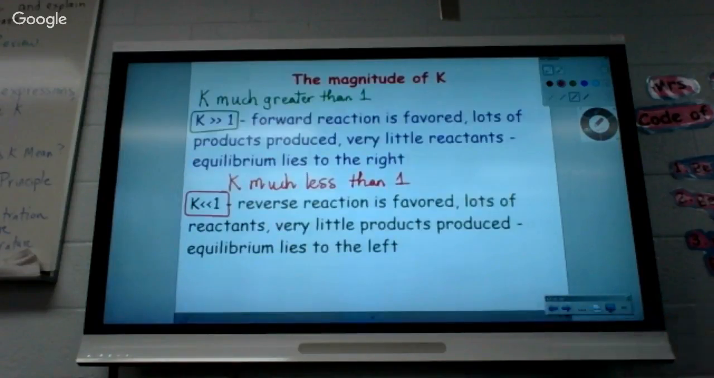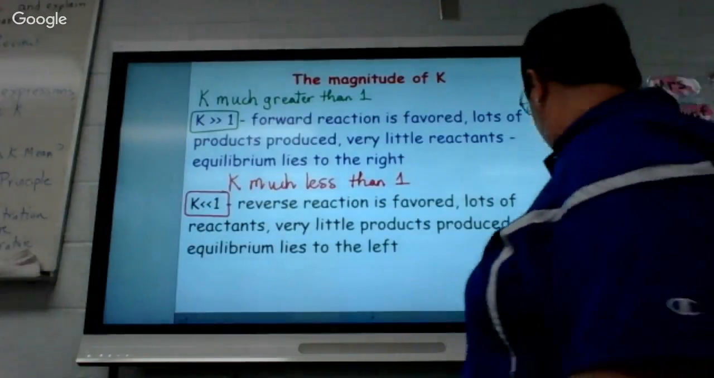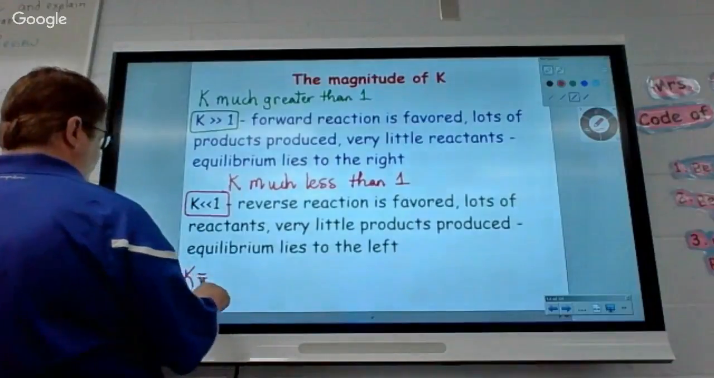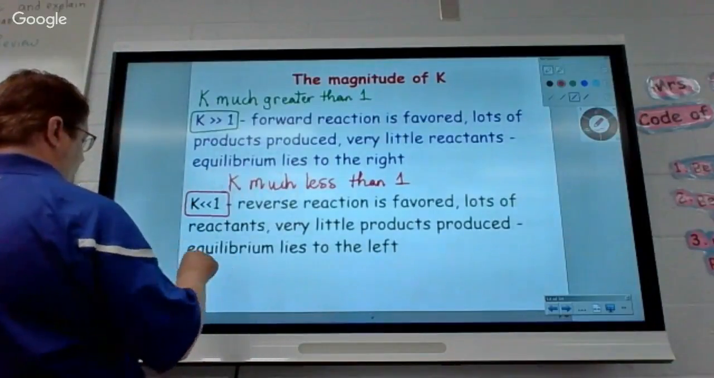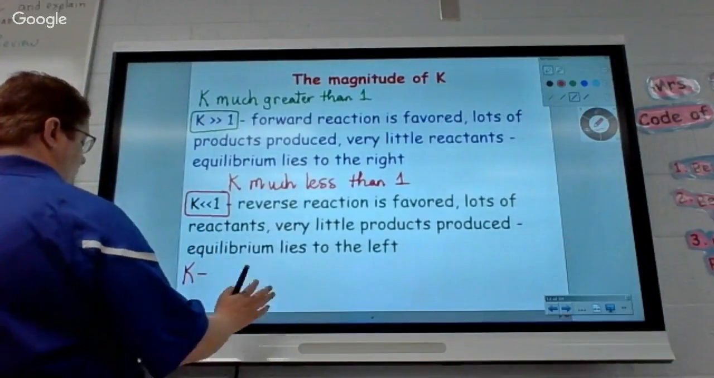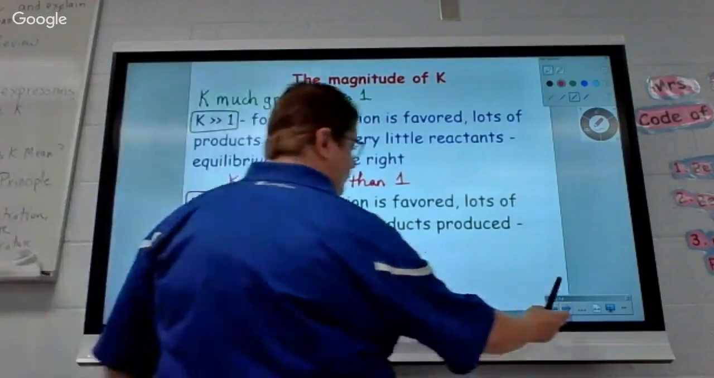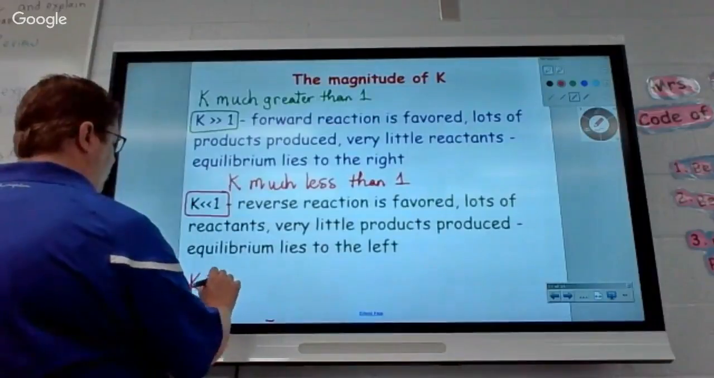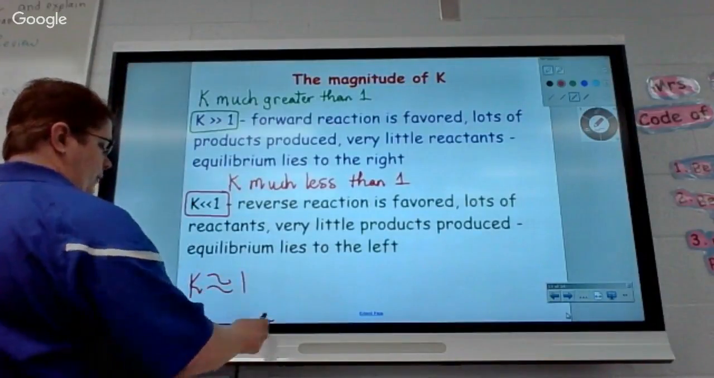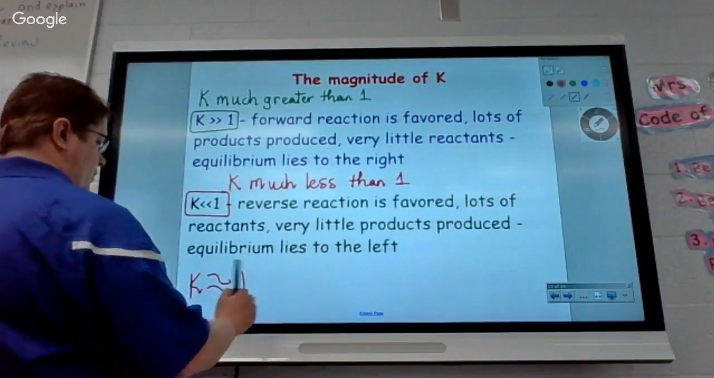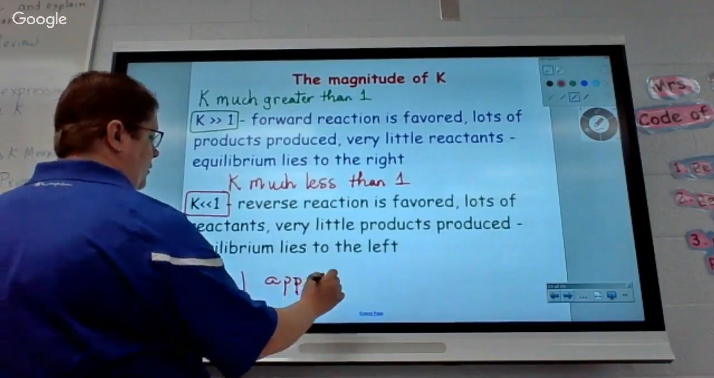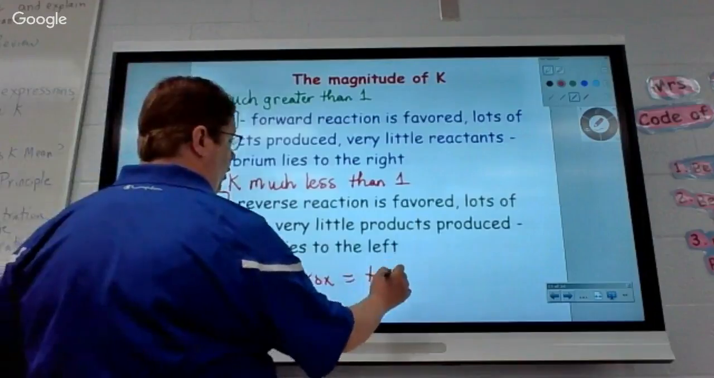All right. Now, the one that I did not put up here. K can be approximately equal to 1. All right, that means approximately equal to 1.